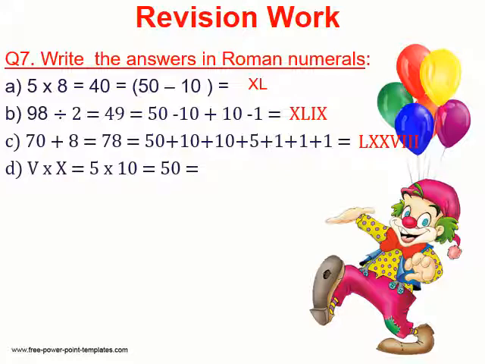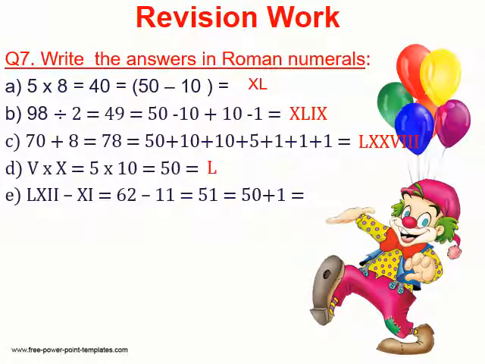Now let's come to the D part. V multiplied by X. The value of the Roman numeral V is 5 and the value of the Roman numeral X is 10. So 5 multiplied by 10 is equal to 50, and the Roman numeral for 50 is L. So our answer is L.